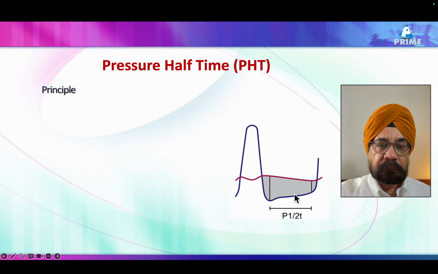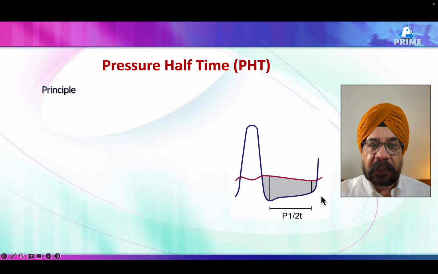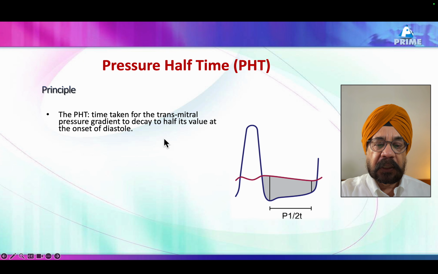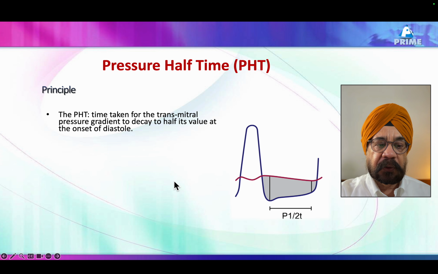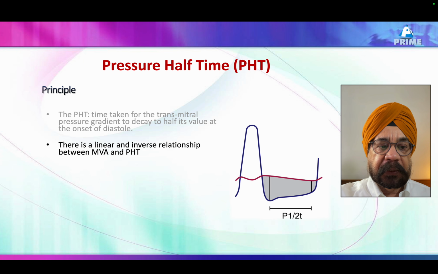Pressure half time is the decay of the pressure. Normally you have a left ventricle end diastolic pressure here. The pressure continues to rise with the diastole, and this is the atrial pressure. The atrial pressure falls gradually as it is emptying into the left ventricle. The time taken for the pressure to fall to half the pressure level is called the pressure half time, which is a very important way of calculating mitral valve area.